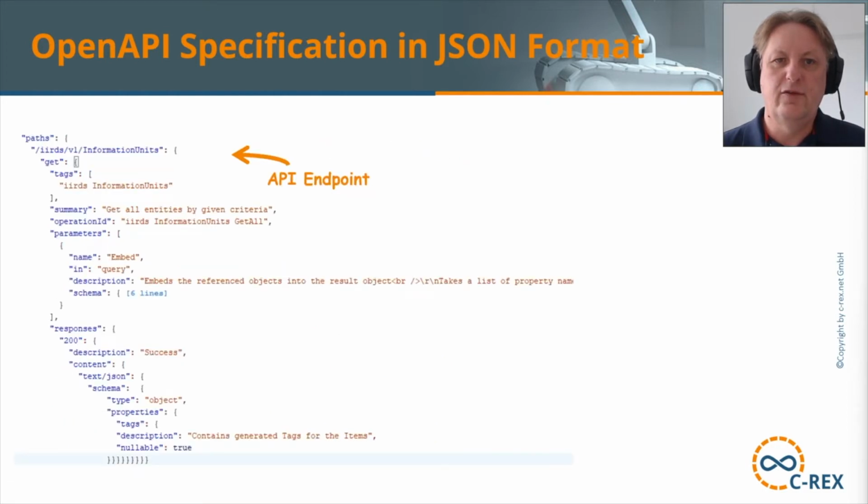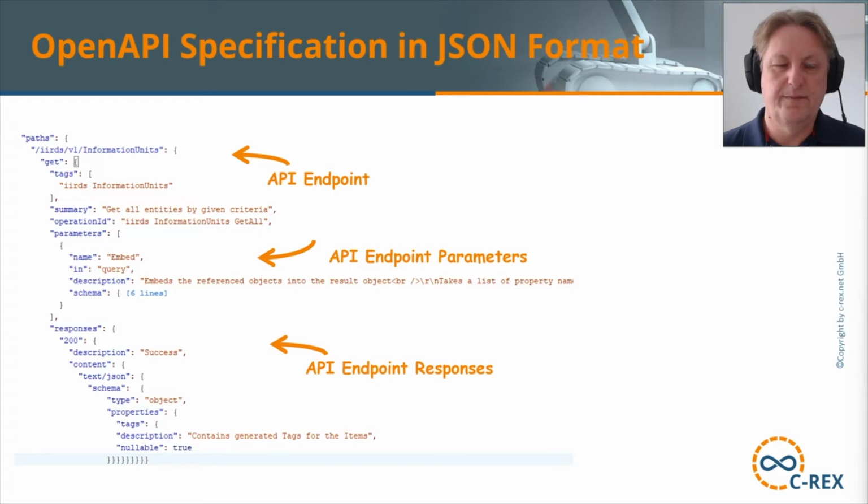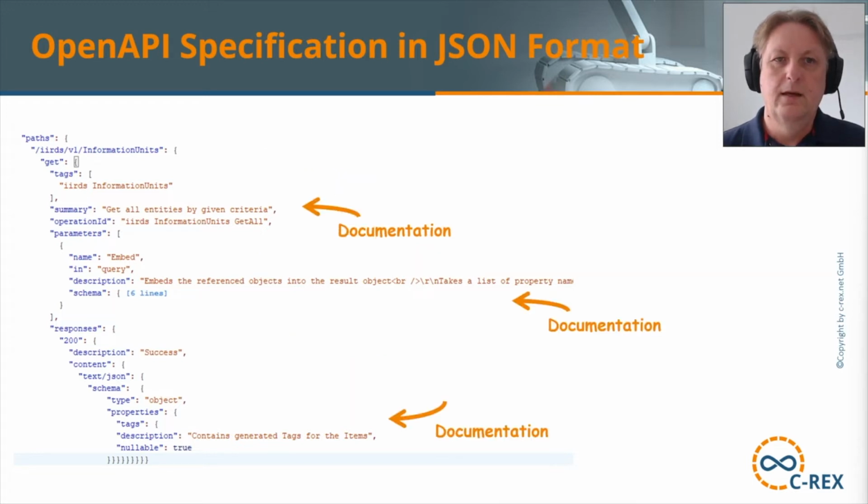Further, we see information about a certain endpoint, information about the parameters of this endpoint, and information about the response the endpoint delivers after execution. So it's the result of the request. And we find a lot of descriptions for any entity in our API which were written by developers.